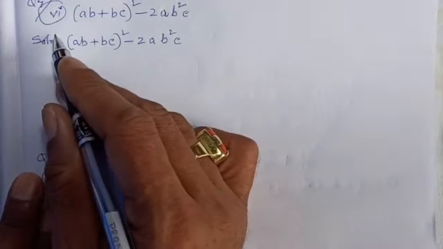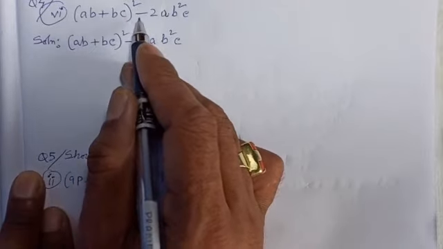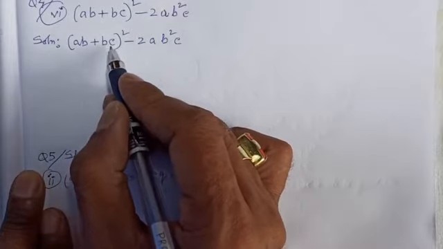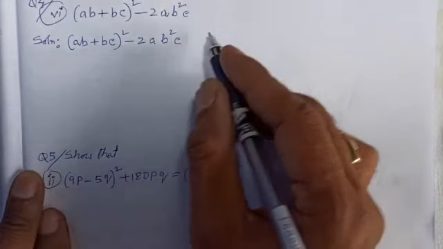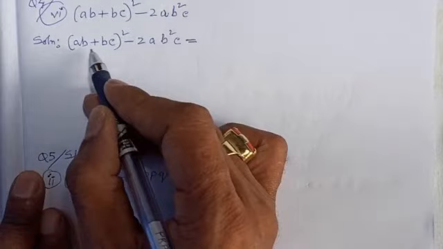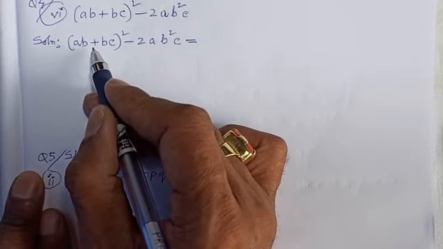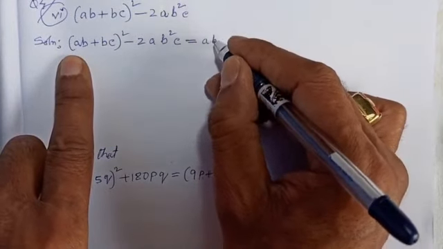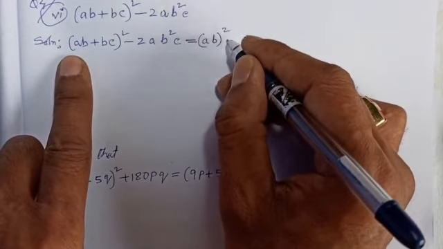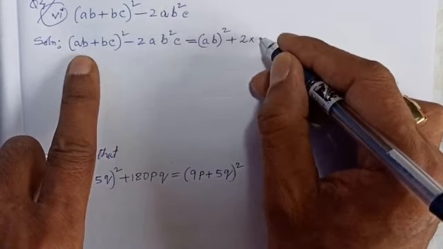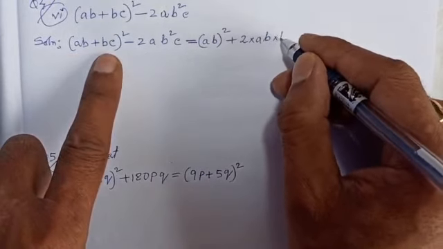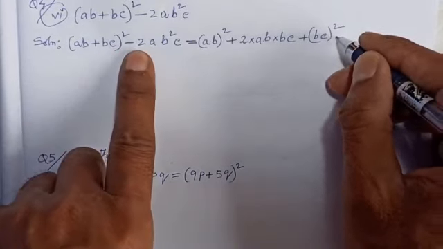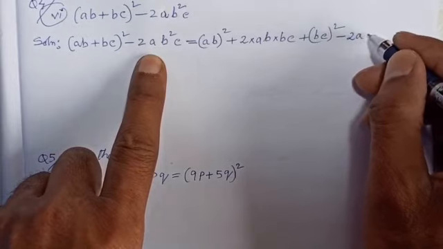Roman number 6, AB plus BC whole square minus twice AB square C. Now let's write this. Solution: AB plus BC whole square minus twice AB square C. Next steps. Here let us apply identity number 1, A plus B whole square. So if we use that identity, we can write as AB whole square plus 2 times of AB into BC plus BC whole square, then minus 2 times of A B square C.